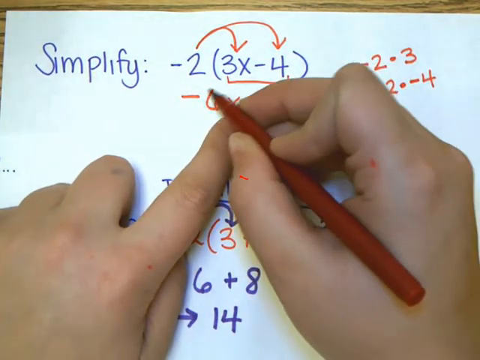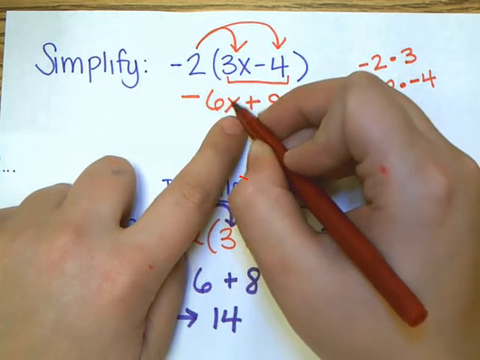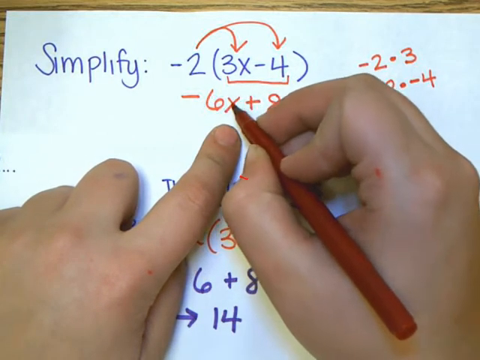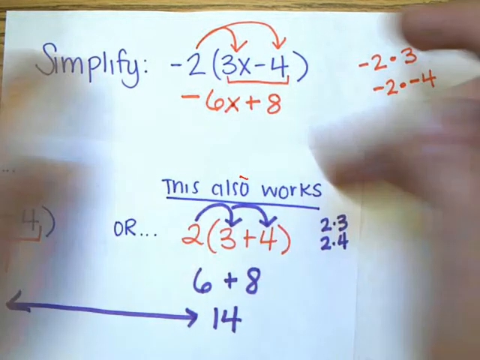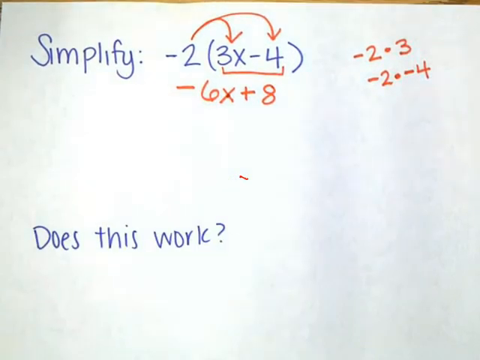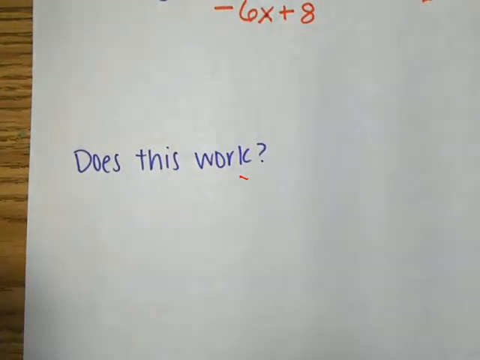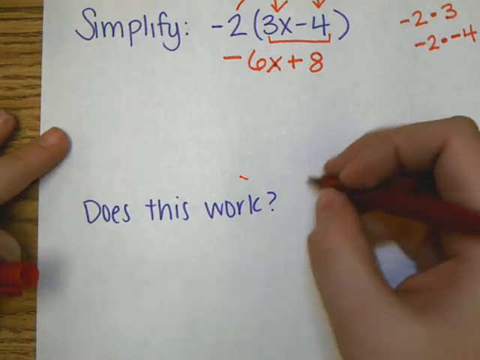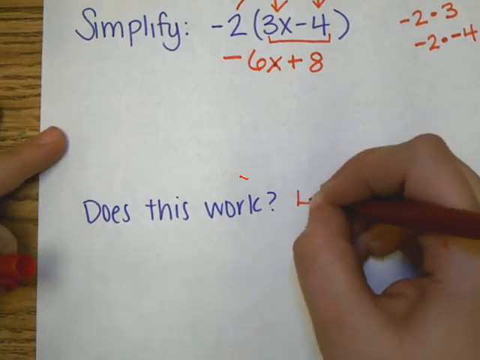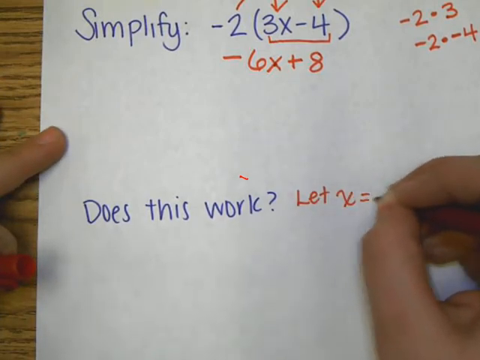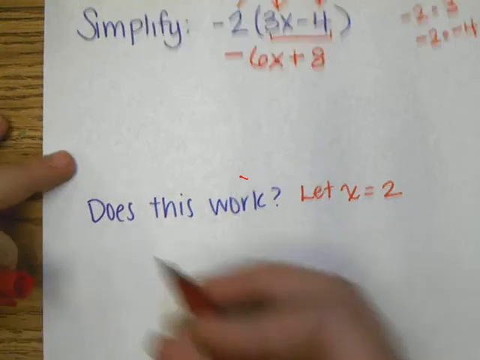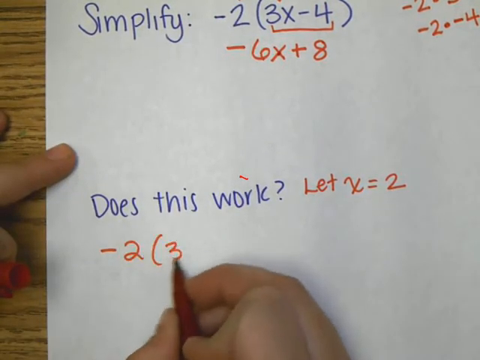This is not negative 6. If x was 2, this would be negative 12. If x was 3, this would be negative 18. So we don't know what x is to add them. So let's see if this works. Let's check. So if I take a random number, I'm going to use a nice number like 2. So I'm going to let x equal 2.